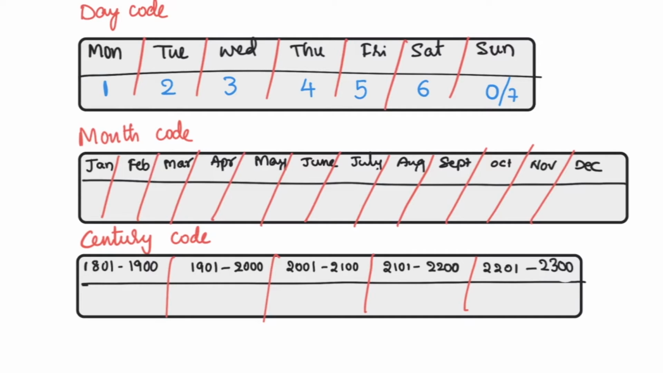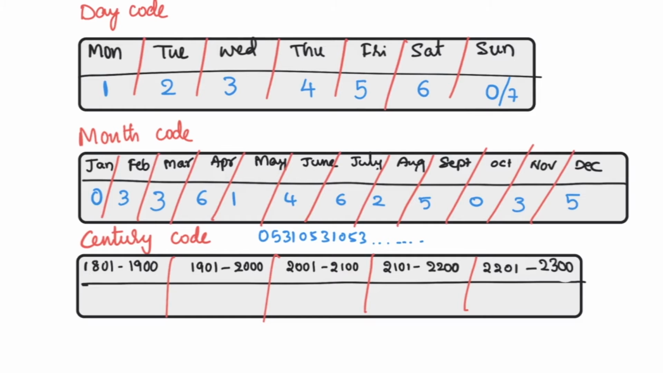And you need to remember the month code. Month code is 033 614 625 035. This is the month code. And the century code is 0531 0531 05 and it continues infinitely.